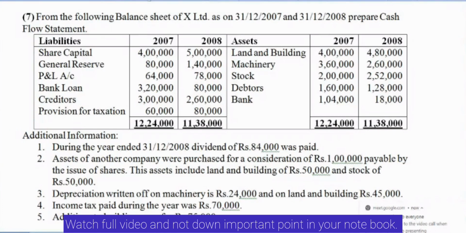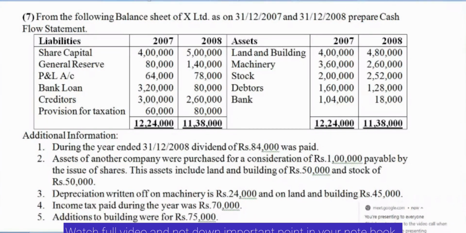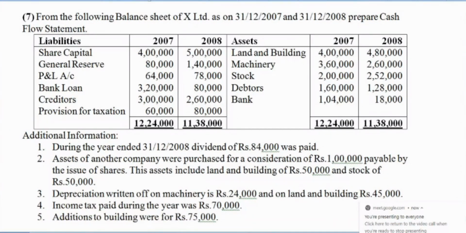From the following balance sheet of X Limited as on 31st December 2007 and 31st December 2008, prepare cash flow statement. Share capital is given, general reserve, profit and loss account, bank loan, creditors, provision for taxation, land and building, machinery, stock, and debtors. These are the available balances, and some additional information is there.